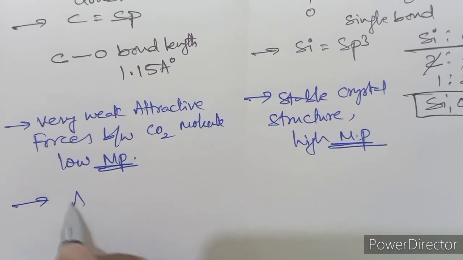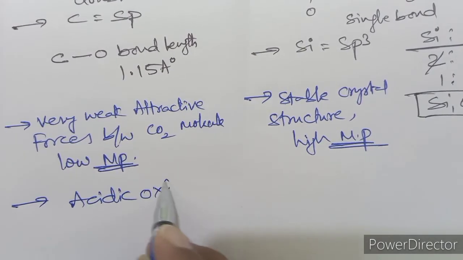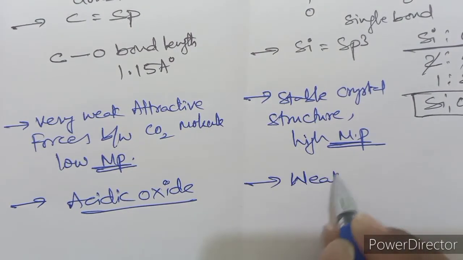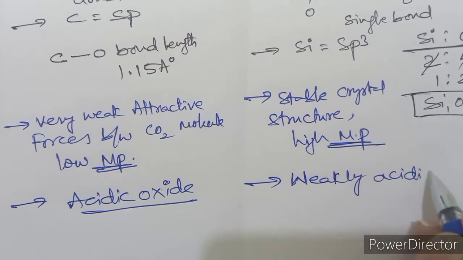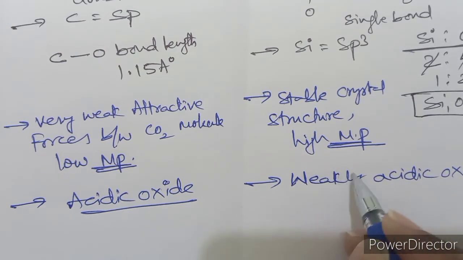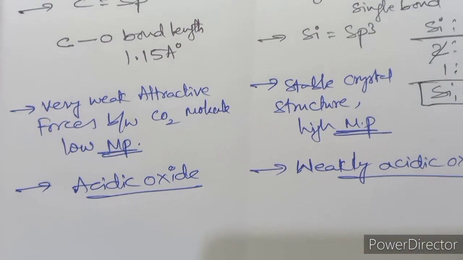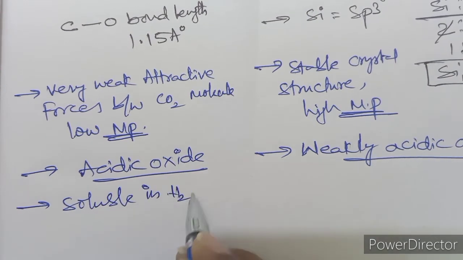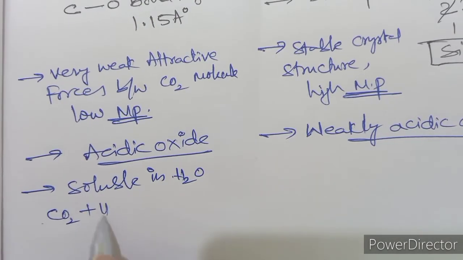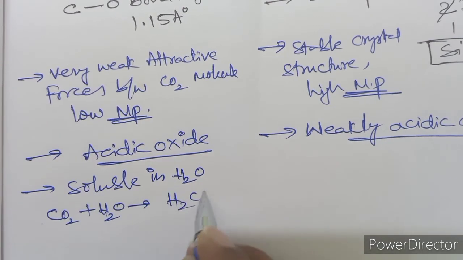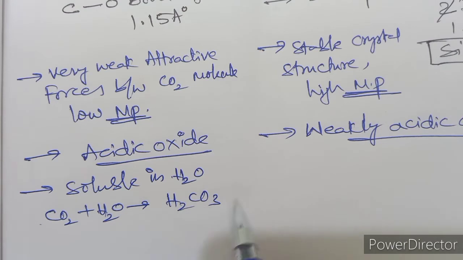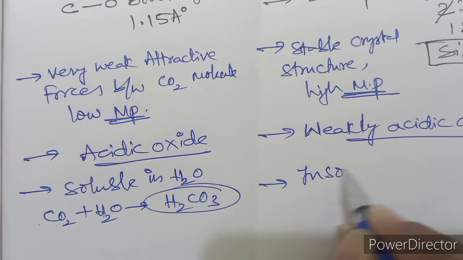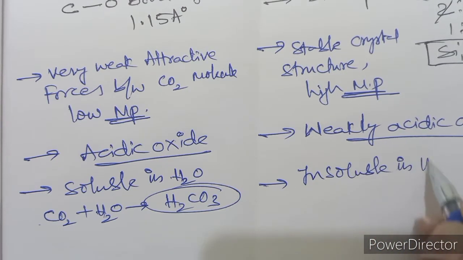Actually, carbon dioxide is an acidic oxide, whereas SiO2 is a weakly acidic oxide. This CO2 is soluble in water. CO2 soluble in water forms H2CO3, carbonic acid. Whereas SiO2 is insoluble in water.